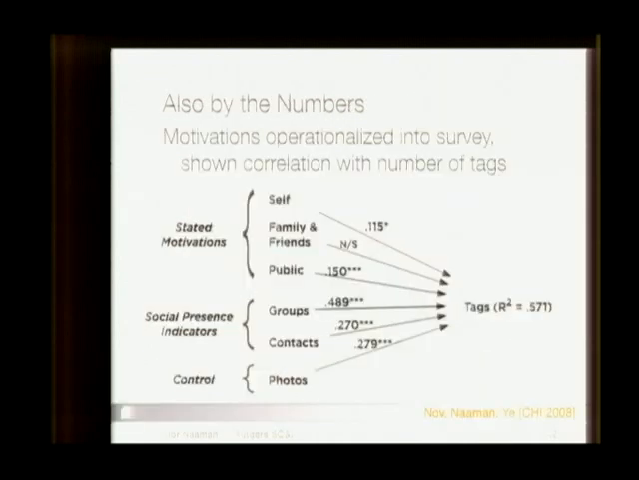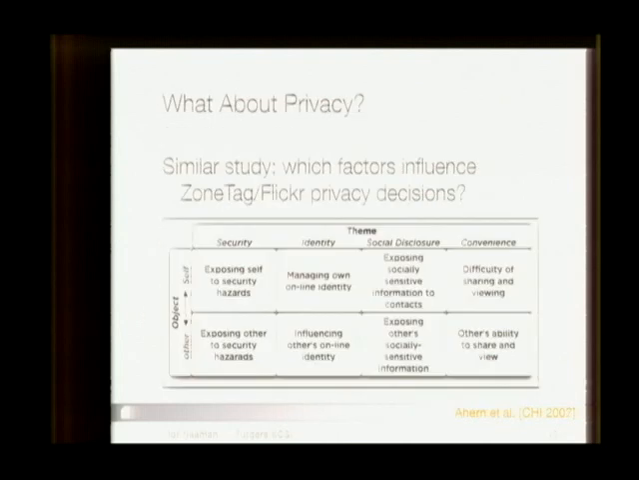So I'm going to skip this slide, but we later actually operationalized this into a quantitative study that tried to explain the number of tags based on the motivations that we collected in a survey. We also did a different study with similar methods that asked about privacy decisions. Like why do people make different privacy decisions about the photos on Flickr, right? When are photos public, private, available to friends only, etc.